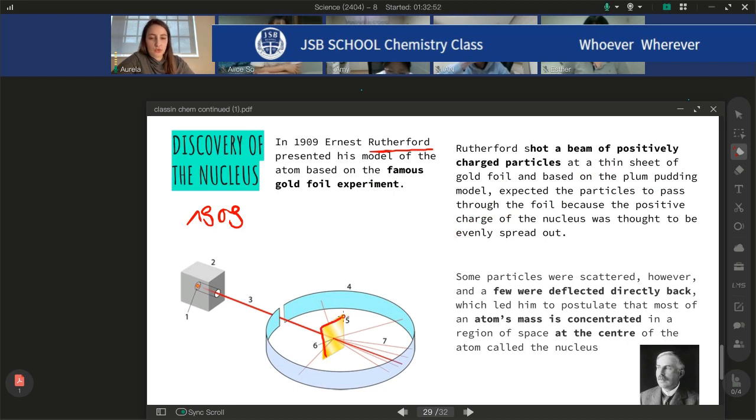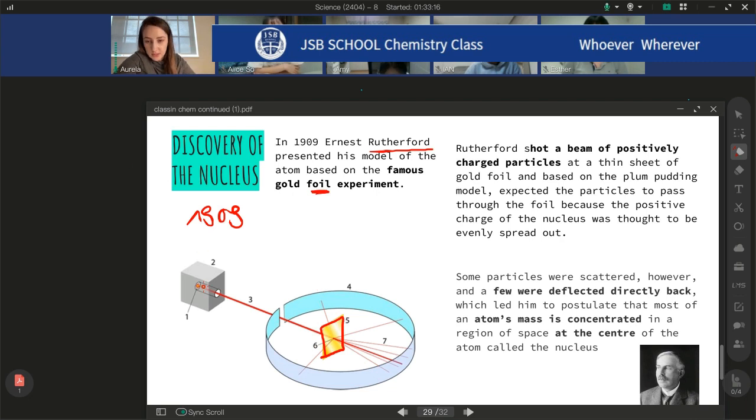This is gold, okay? So a very thin piece, like a paper of gold, very thin. And when you have a very thin piece of gold that looks like paper, we call it foil. That's what this word means. So gold foil experiment. So we had this gold foil, and what they basically did, they shot.